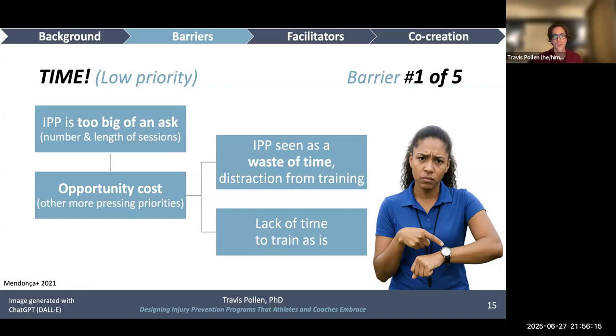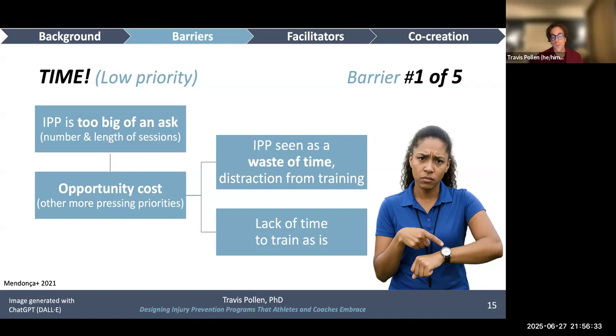So when you compare the importance to them of injury prevention versus the performance training that they have to do, they just feel like the opportunity cost is too great. They have other more important priorities. So all of this leads to the prevention program being deprioritized or not getting done.